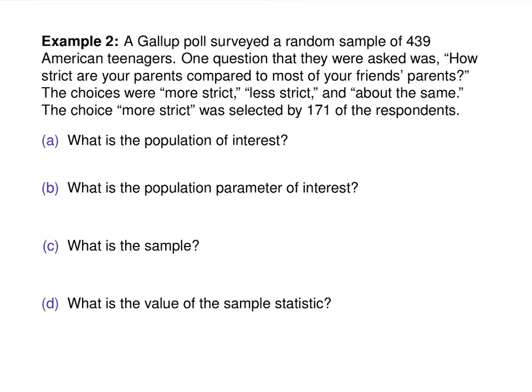A Gallup poll surveyed a random sample of 439 American teenagers. One question they were asked was, how strict are your parents compared to most of your friends' parents? And of course, your parents are always more strict, right? Maybe not. The choice more strict was selected by 171 respondents.